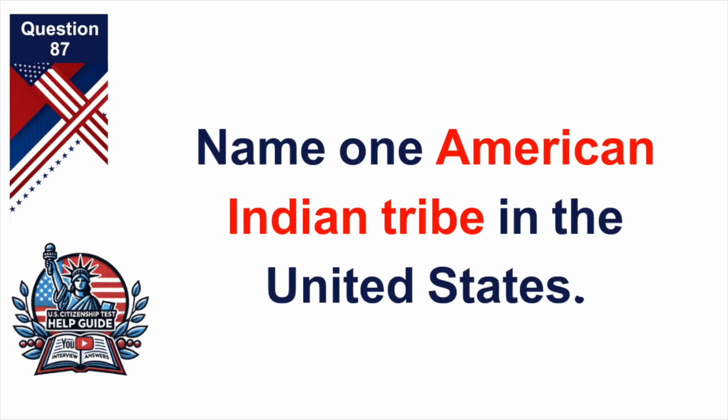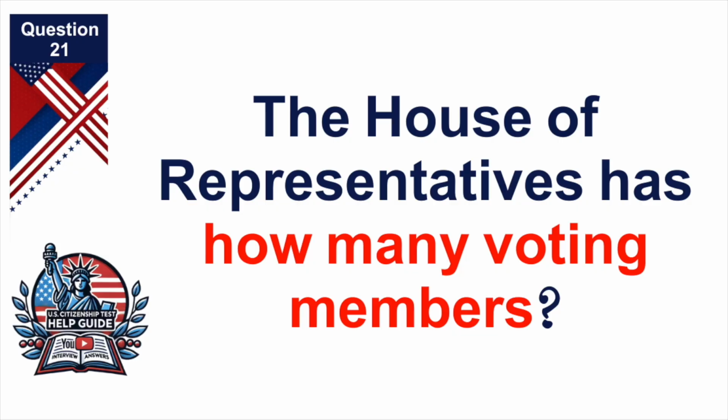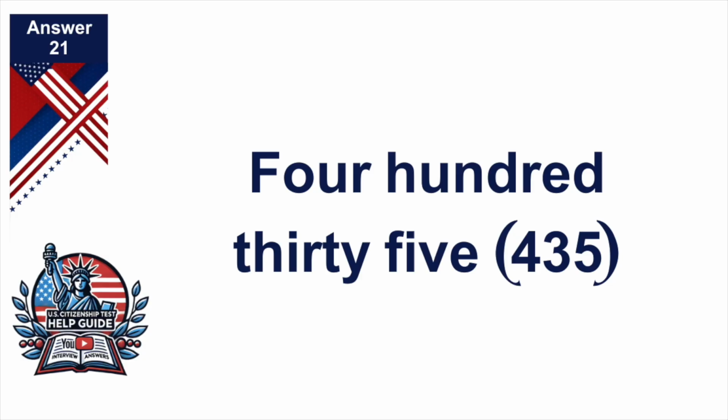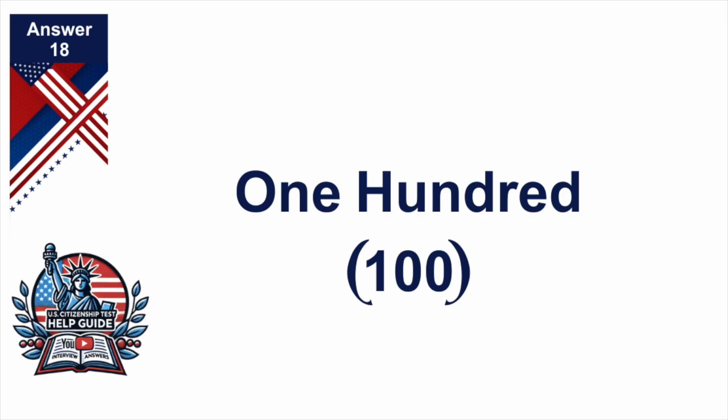Name one American Indian tribe in the United States. Cherokee. The House of Representatives has how many voting members? 435. How many U.S. senators are there? 100.